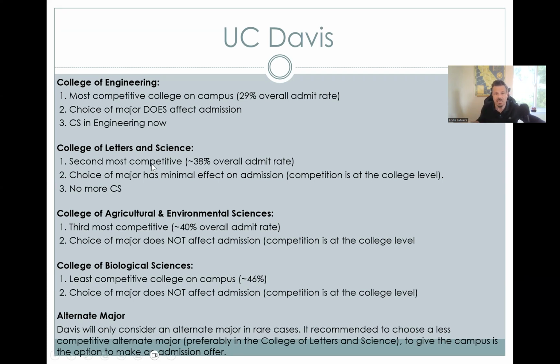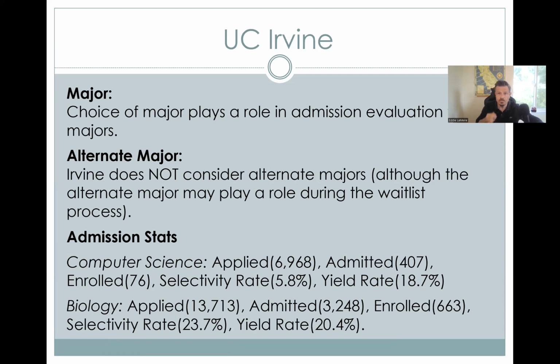Letters and sciences, not that rough. Ag, not that rough. Biological sciences, oddly, the least competitive major on campus. Engineering, though, still, obviously maintaining its standard as the hardest one to get into, and then computer science making it especially hard. And as I mentioned, no alternate major for Davis.